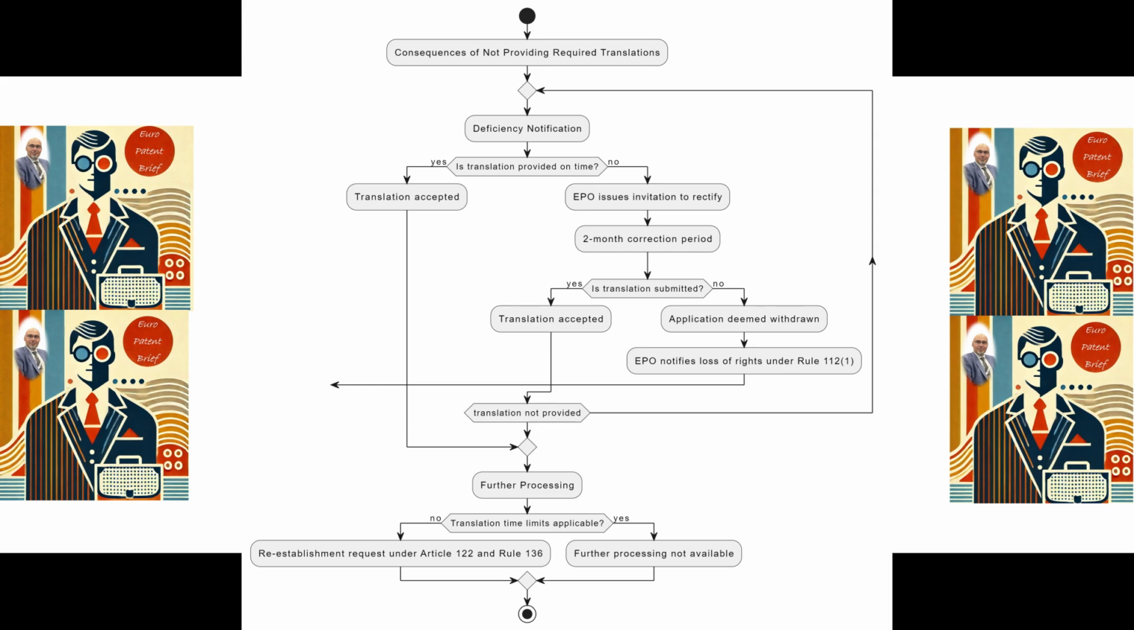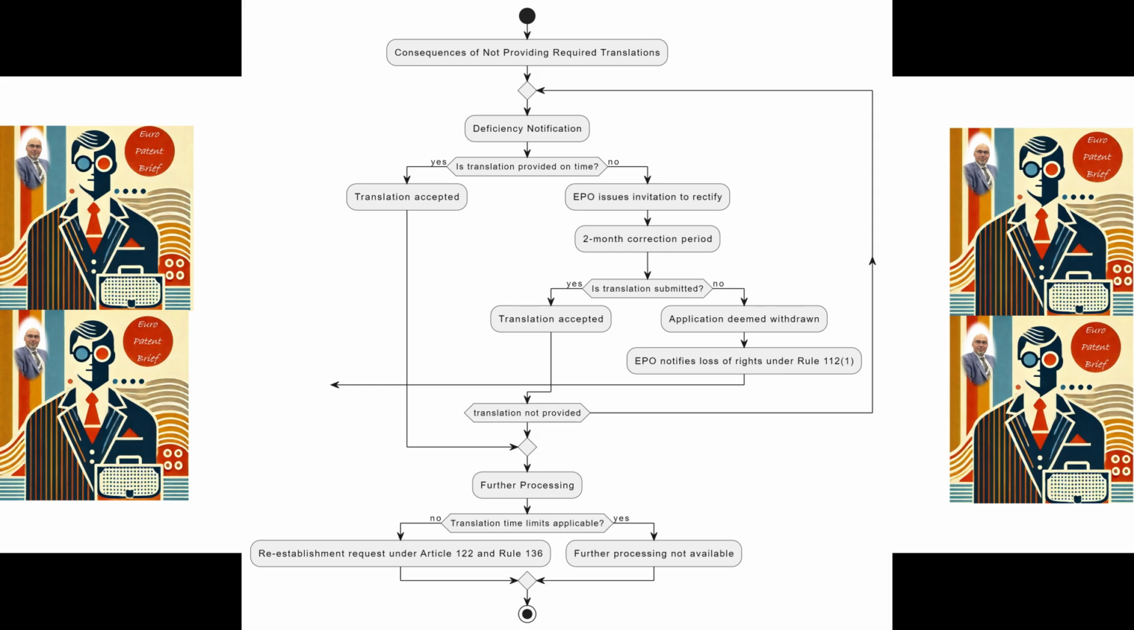However, you can request re-establishment of rights under Article 122 and Rule 136 if the failure to file was due to excusable reasons. Pause for a moment. Have you checked if you might need a re-establishment request? For Euro PCT applications entering the European phase, different rules apply. Take note if you're working with international applications.